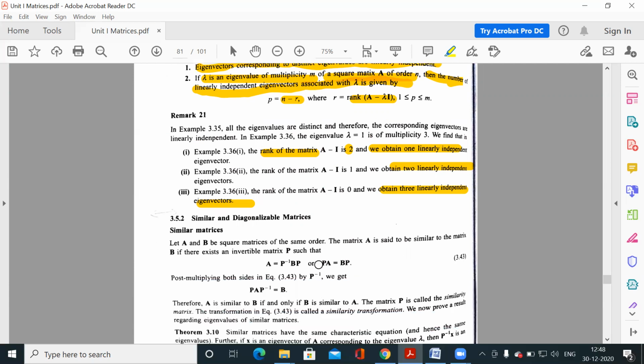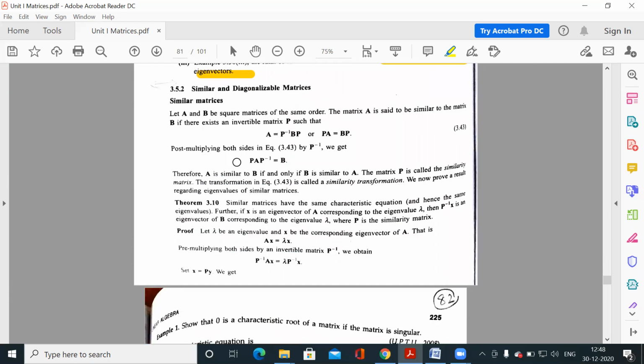So in the next lecture, we will study about the next topic, which is diagonalization of a matrix, when a matrix is called diagonalizable. Clear?